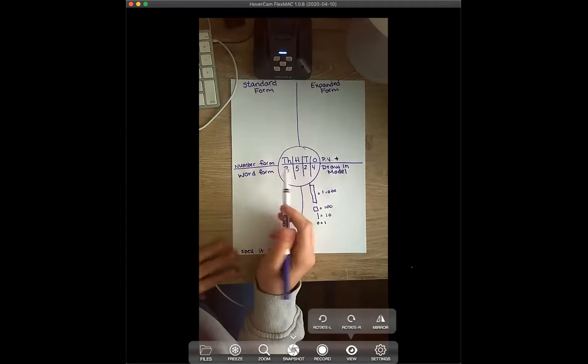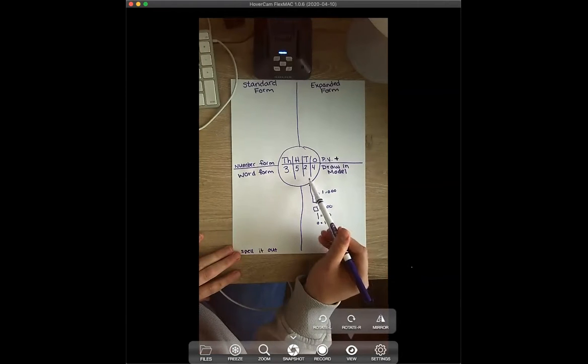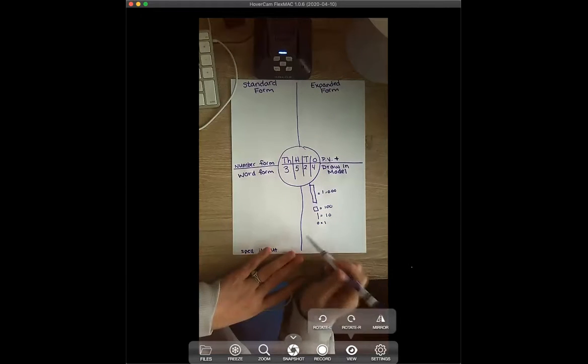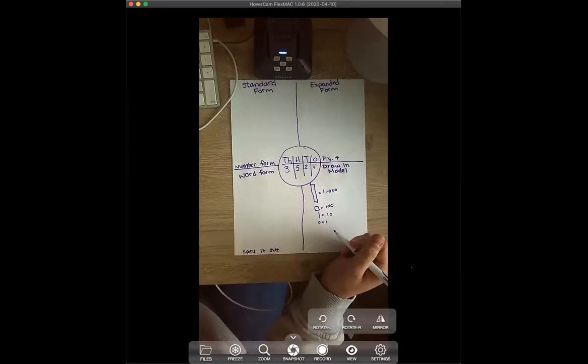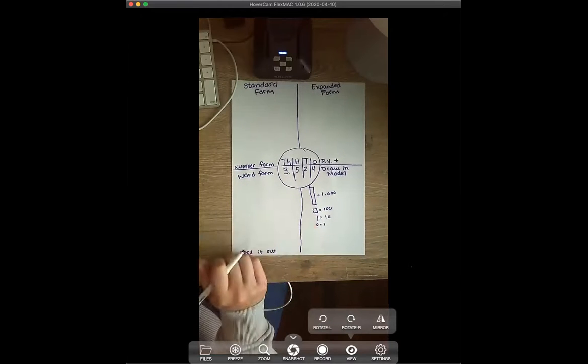So what they would do is draw out however many thousands, they have to draw that many thousands. However many hundreds, they need to draw that many hundreds. However many tens, they need to draw that many tens. However many ones, they need to draw that many ones. So basically, if my number was 1,524, I would draw one rectangle, 5 hundreds, 2 tens, 4 ones, or whatever the number is. They need to represent it using these models.